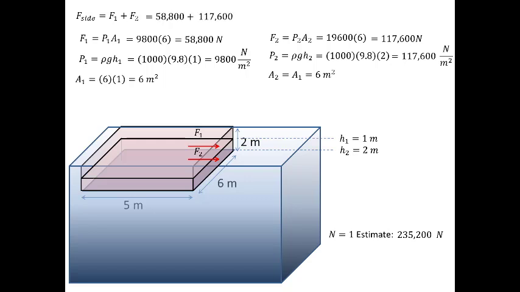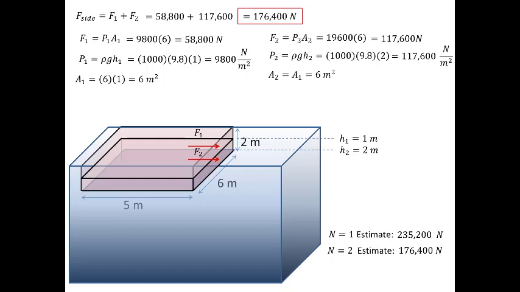Our total force on the side is going to be F sub 1 plus F sub 2, which is going to give us 176,400 newtons. So we'll put this on the bottom here as our n equals 2 estimate, where n refers to the number of sections we divided it into. Here we divide it into 2 sections, and we notice we get a little bit better of an estimate because we weren't assuming the 2 meter depth the whole time.